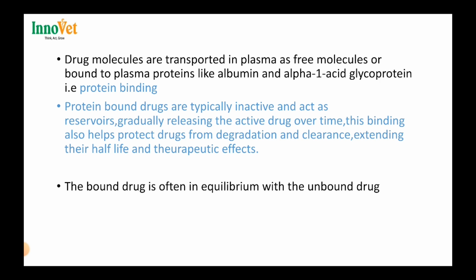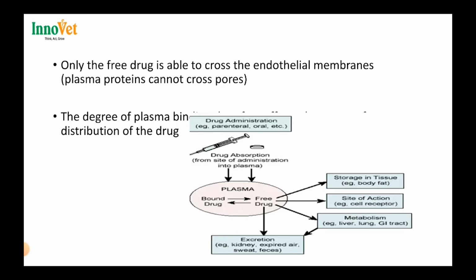They're telling us the bound drug is often in equilibrium with the unbound drug. That means a bound drug can easily transform to a free drug, and a free drug can also become bound. So they are in equilibrium. When the drug is going to take action, it becomes unbound and free. So only the free drug, as we were saying, is able to cross the endothelial membranes to carry out its action.